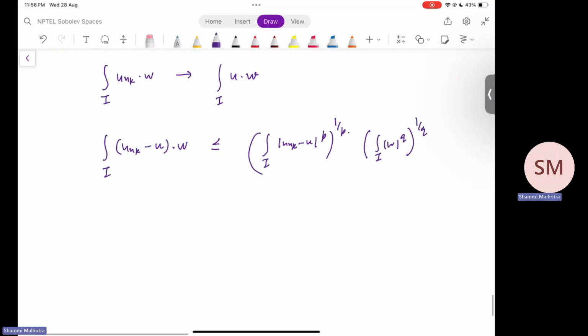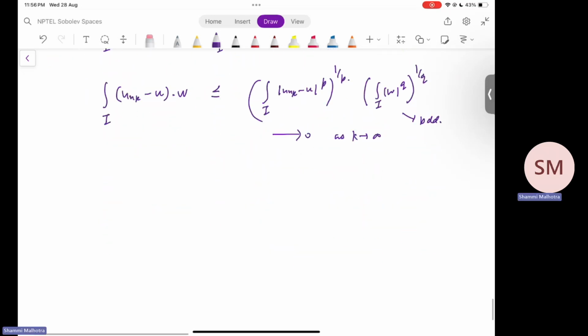And since we have integrability in L^p norm, we have strong convergence in L^p norm. So this whole thing, actually we can take the uniform norm to be outside. So ultimately, since we have a convergence in uniform norm, we will have a convergence in the L^p norm as well. So this thing goes to 0 as k tends to infinity, and this thing is bounded. So ultimately, we have a weak convergence. And finally, we have to show that u_{n_k} converges weak star to u in L infinity.